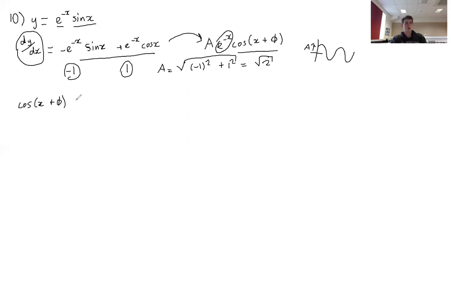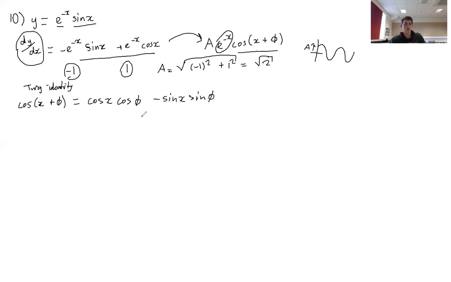Now, if you go and look up either in a textbook or online, there's a trig identity for the cosine of two angles being added together, or the addition of two angles. And this should give you that cosine of x plus phi is cosine x cosine phi minus sine x sine phi.